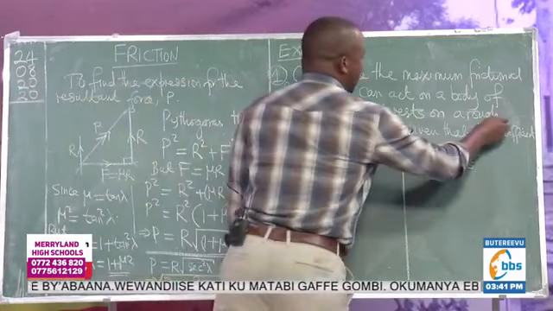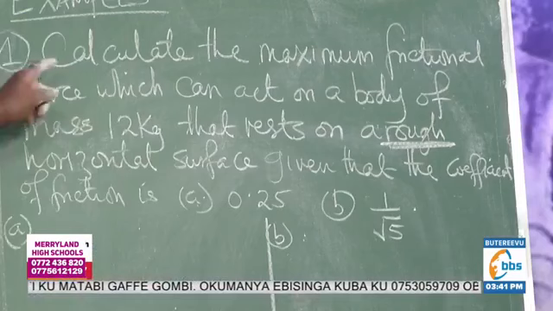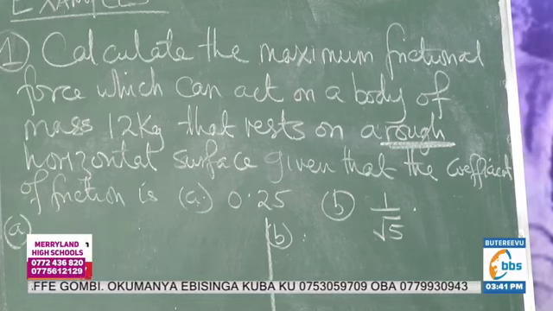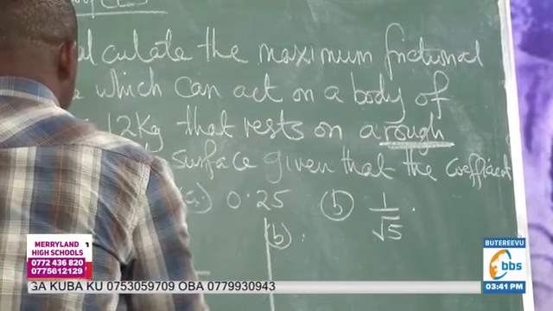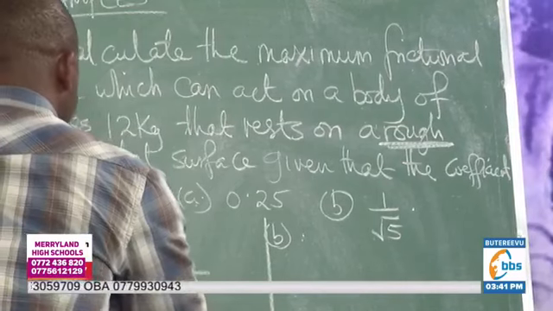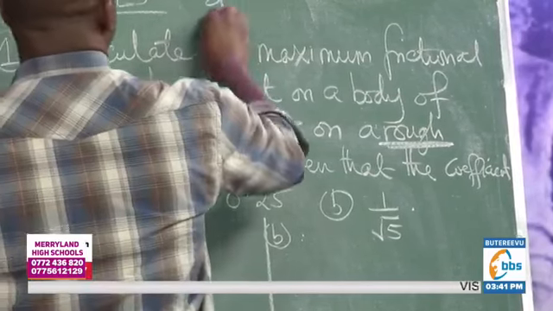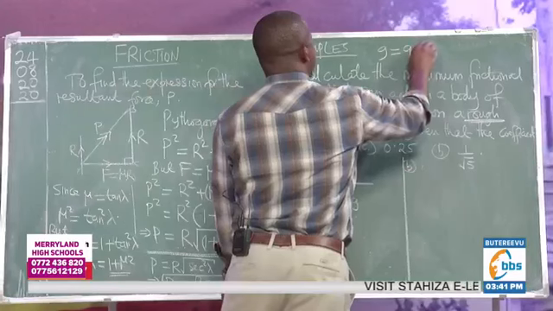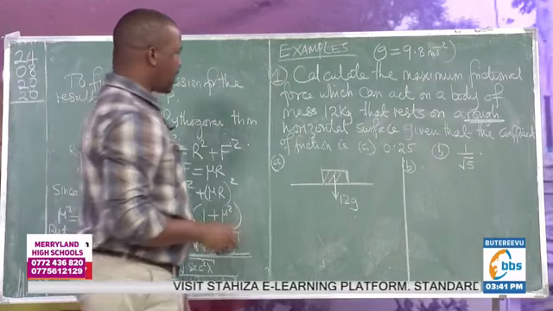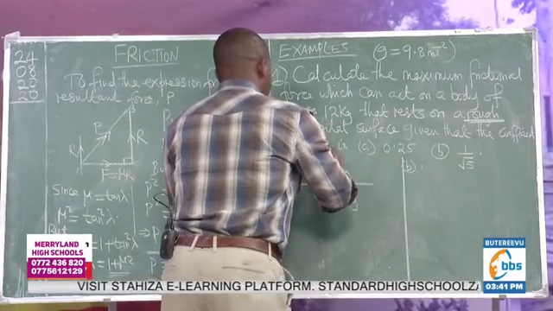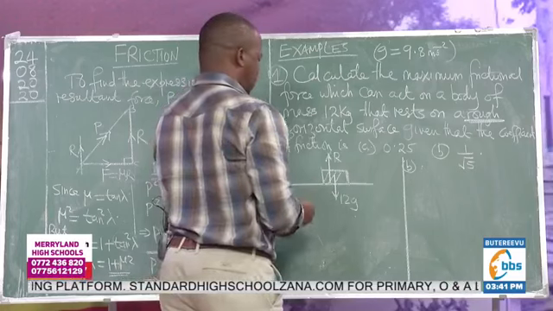I told you that the word rough automatically means there is friction. They want us to calculate the maximum frictional force which can act on a body of mass. I told you it is important to sketch. If we sketch this body, whose mass is 12 kilograms, it will exert a weight of 12g. The value of g in this paper is 9.8 meters per second squared. The normal reaction, which is R, is there, and they want us to find the maximum frictional force.